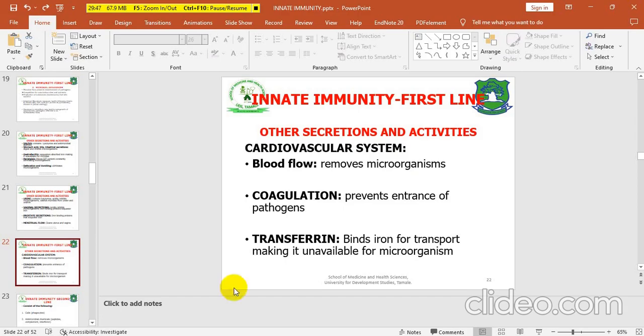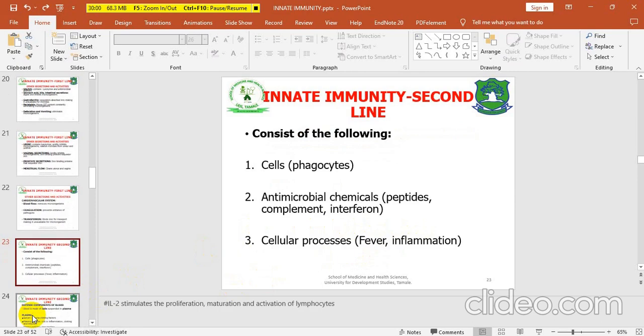Okay. So transferrin also binds. Transferrin is an iron transporter. When it binds to iron, it makes it unavailable for microorganisms, because microorganisms love iron. So that is the innate. Okay, let's look at the second line.